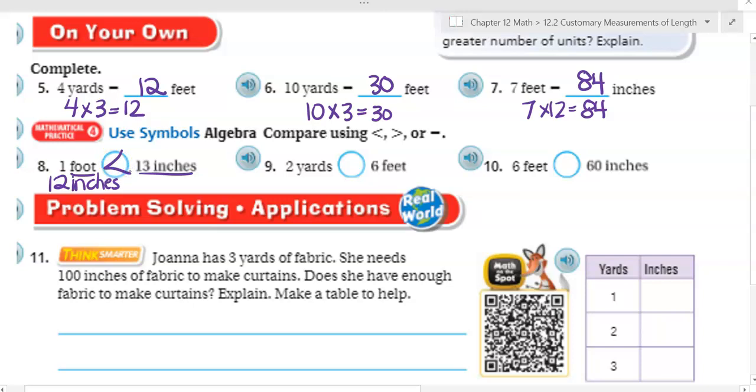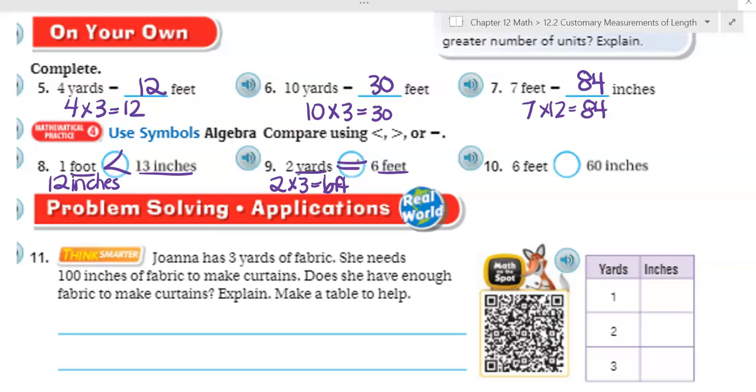Number 9, 2 yards versus 6 feet. So these do not have the same unit, so I'm going to have to change them so they're the same. I know I can change yards into feet by multiplying by 3. So 2 times 3 equals 6. So there are 6 feet in 2 yards, and the other answer is 6 feet. So these two are actually equal. So 2 yards is equal to 6 feet.